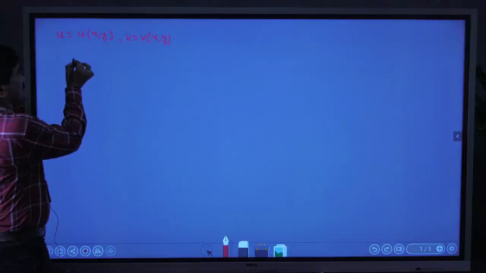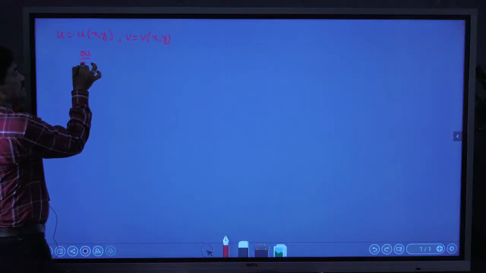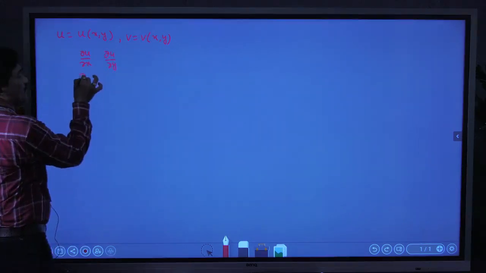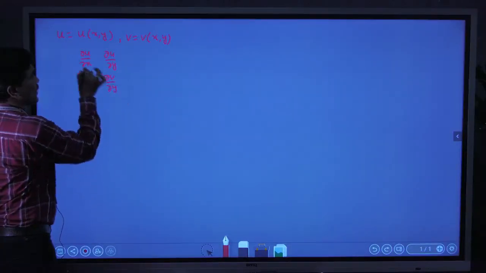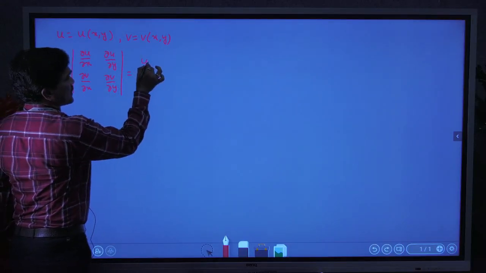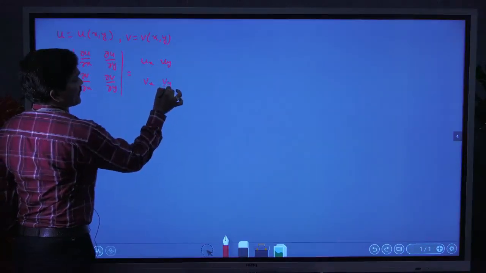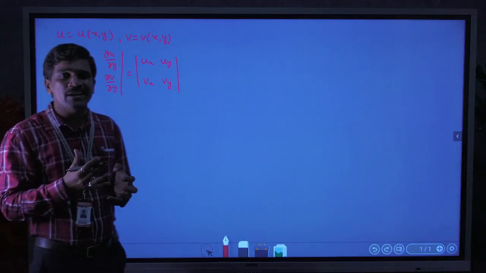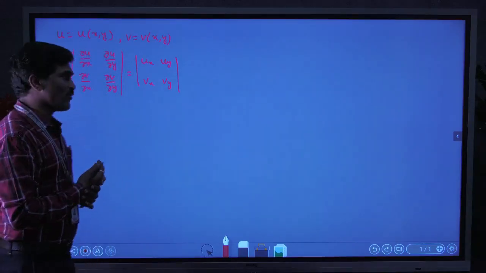Now consider the determinant. What is the determinant here? ∂u/∂x, ∂u/∂y, ∂v/∂x, ∂v/∂y. This can also be written as ux, uy, vx, vy, right? This determinant is called the Jacobian of u, v with respect to x, y.